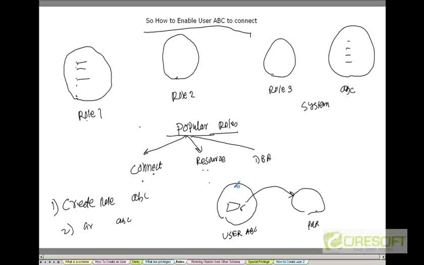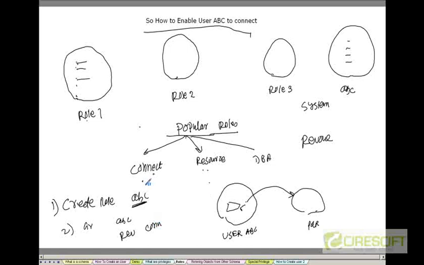Another thing is revoke. If you do not like anything, you can revoke it back. Say, for example, I've given connect and resource roles to ABC. At any time I can revoke it back from ABC just by giving revoke connect from ABC. That will do the trick.